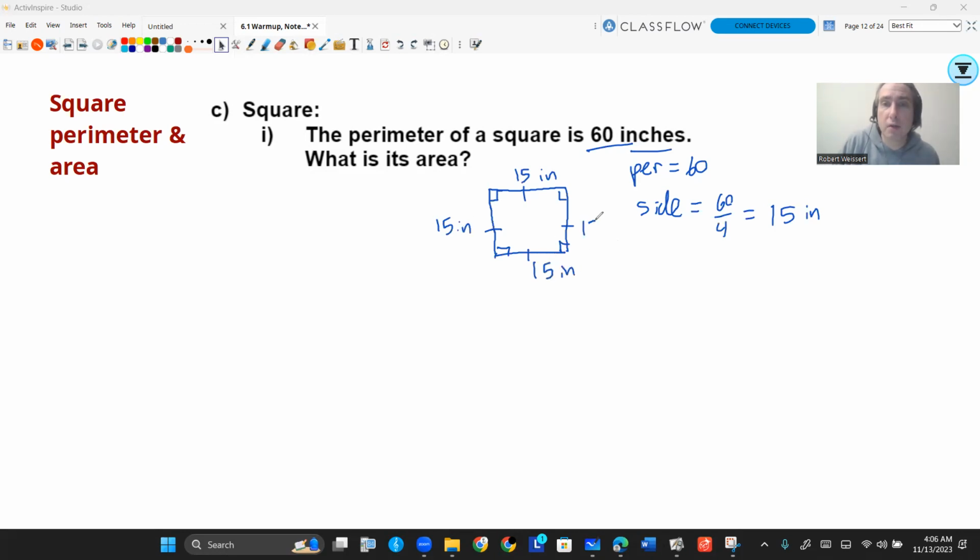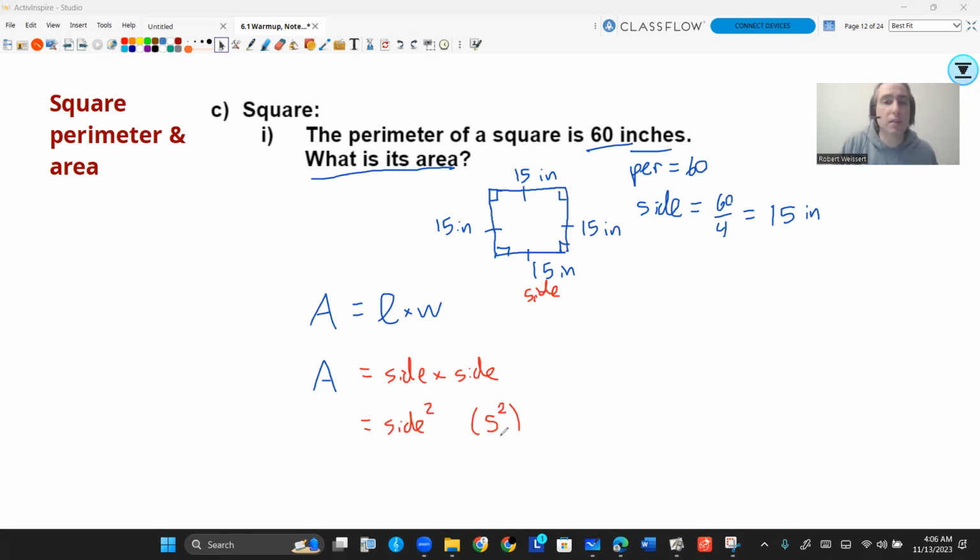It's kind of redundant to draw all those on there, but that's okay. And I want to know what's the area. Well, how do I get the area of any rectangle? It's length times width. The same goes for a square, but we don't say length and width in a square because the length and width are both the same. We say side, side. So the area of a square is side times side. Side times side is side squared. So when you see this little s squared, that just means side times side.